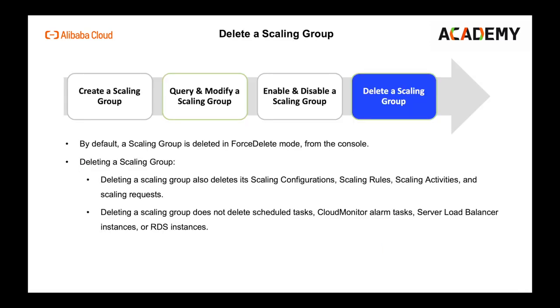By default, a scaling group is deleted in what we call force delete mode. So when you delete your scaling group from the console, we use force delete mode. What that means is everything within the group will be deleted as well. Deleting a scaling group also deletes its scaling configurations, scaling rules, scaling activities, and any scaling requests. Deleting a scaling group does not delete scheduled tasks, Cloud Monitor alarm tasks, server load balancers, or RDS database instances. Those things all live outside the group.